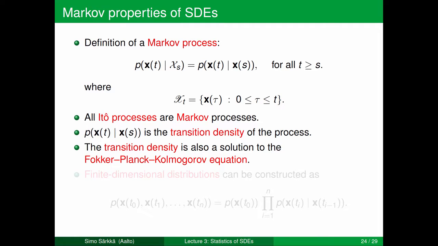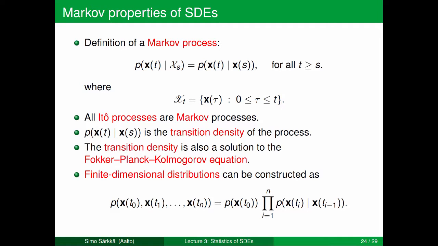The transition density is actually also a solution to the Fokker-Planck-Kolmogorov equation. We just need to set the initial condition of the Fokker-Planck-Kolmogorov equation to correspond to starting from x at s. All the finite dimensional distributions, that is, the distributions of any finite subset of times of x, can be written in terms of the transition density. So the joint distribution of x(t0), x(t1), up to x(tn) is equal to the probability density of x(t0) times the transition densities from i-1 to i, where i goes from 1 to n.